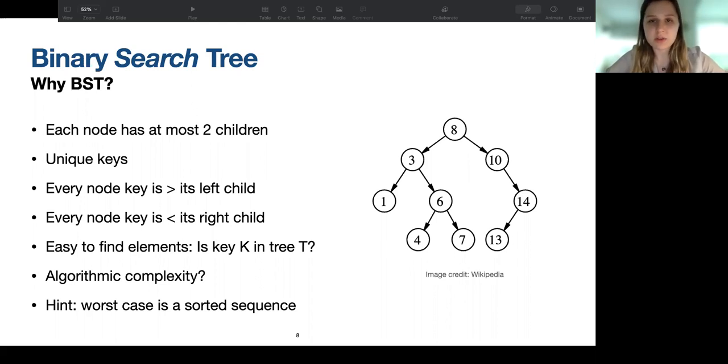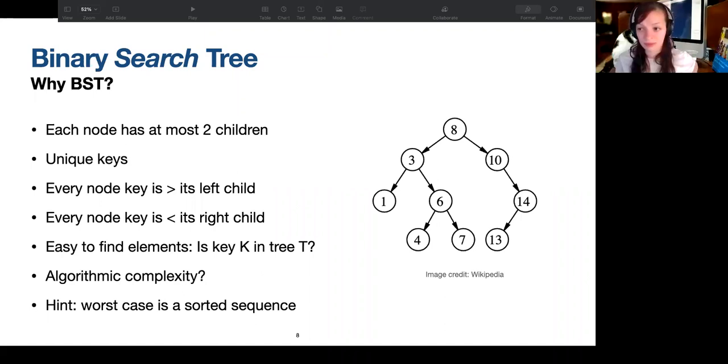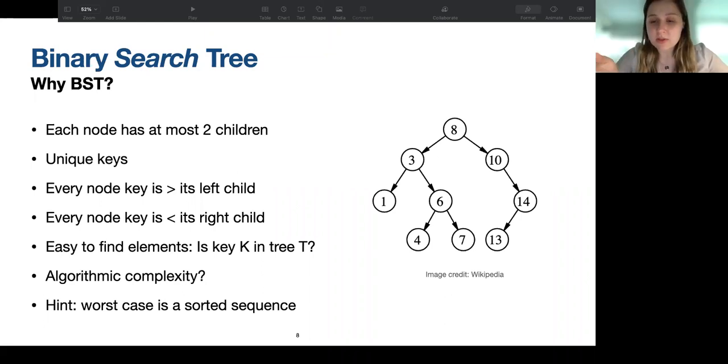And a natural question that arises is, why do we need it at all? Why do we bother with these restrictions? Let's think about, given a tree, what would we do to find an element in this tree? Let's say we have this tree on the right, and someone asks us: can you tell me if 7 is in this tree or not? How would you go about that?